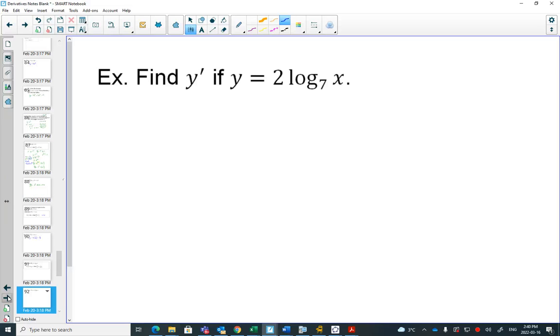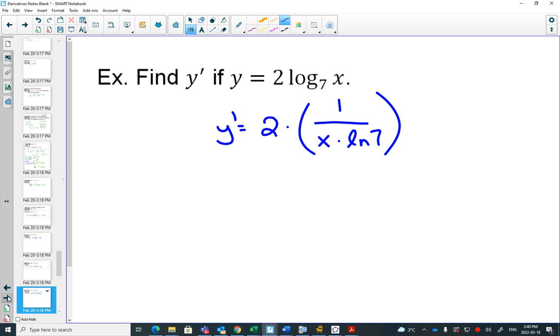So what does this mean? If you have 2 times the log of 7x, then y prime will be 2 times 1 over x times the natural log of 7, which would be the same as 2 over x times the natural log of 7.